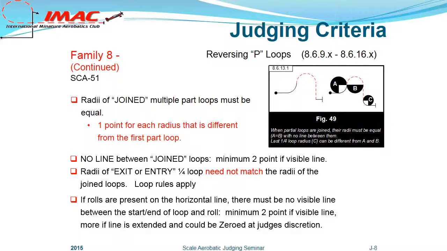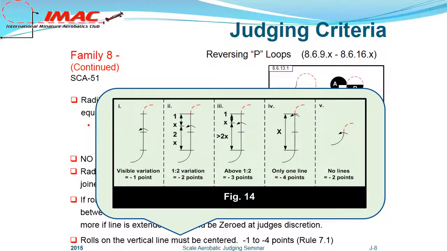If there are rolling elements on the horizontal line, there may be no line drawn between the partial loop and the roll. A minimum of 2 points is deducted if shown and could be zeroed. In addition, the roll and the loop may not overlap, 1/2 point per 5 degrees if they do. Rolls could also be placed on the vertical line and, if present, must be centered. Deductions of 1 to 4 points apply using Figure 14 in Rule 7.1 as a guide.